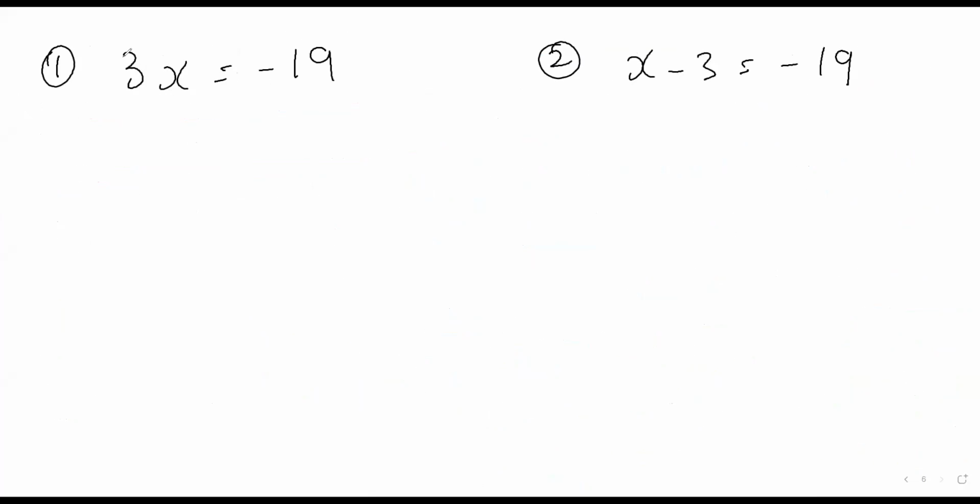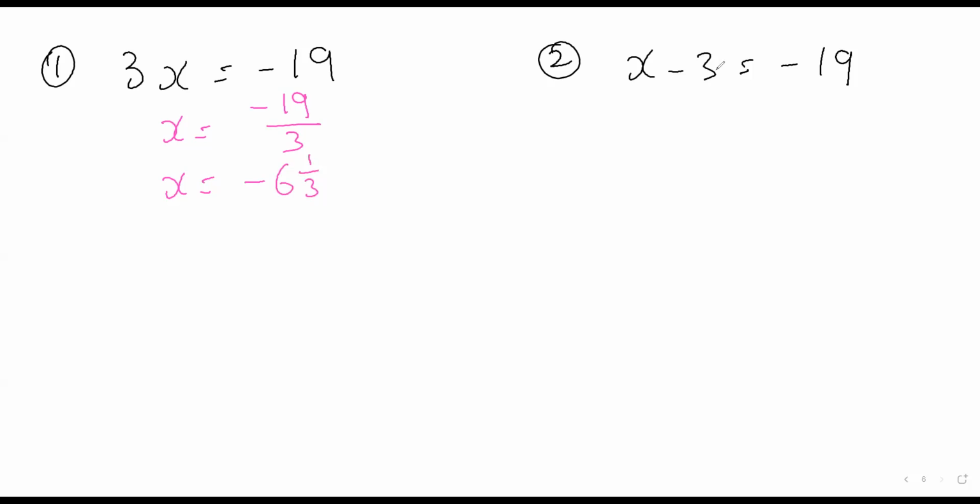This one here, we're going to do the inverse of multiplying by 3. So we're going to say x is equal to minus 19 divided by 3, right? And that is equal to what? 6 3s are 18, so that's minus 6 and a third. Right, so you see the difference here.